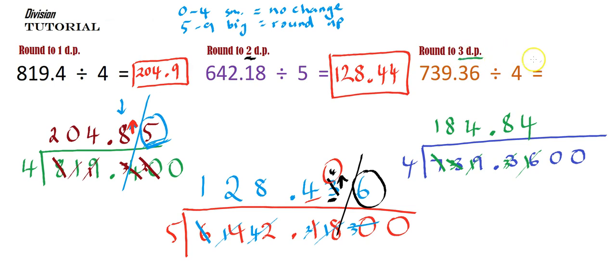Okay, but I need 3 decimal places, so let's put a 0 there. So the final answer looks like this. 184.840. Put a box around the final answer. Done.